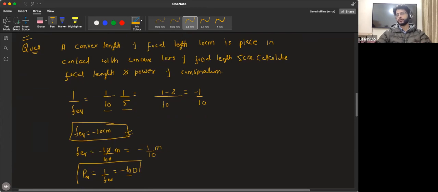The SI unit of power is diopter. So remember, to calculate power, your focal length should be in meter. Then you will get your power in diopter. If your focal length is in meter, then only your power will be in diopter.